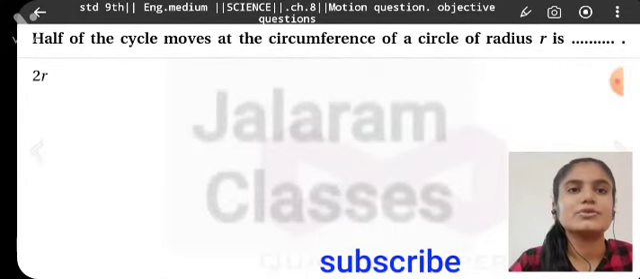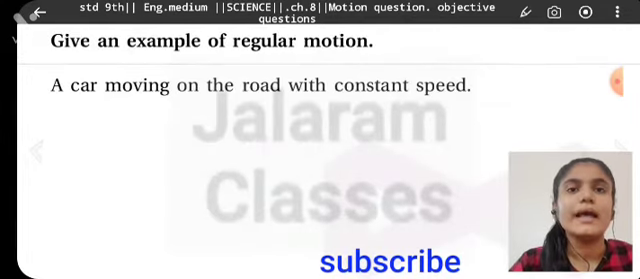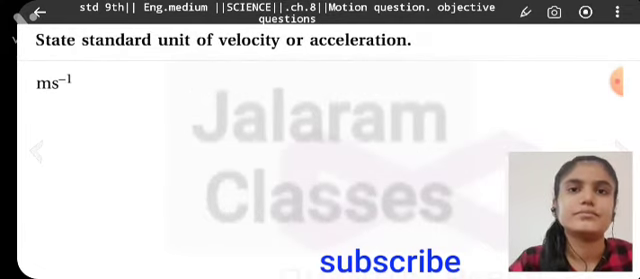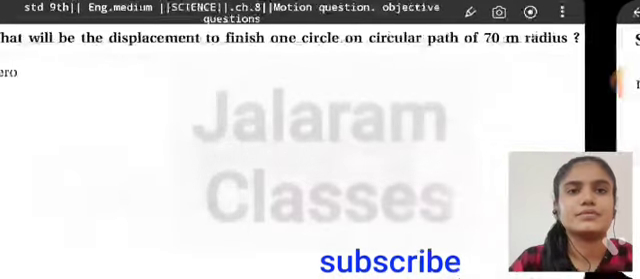The distance covered by half of the cycle on the circumference of a circle of radius r is πr. Give an example of regular motion. A car moving on the road with constant speed is an example of regular motion. State the standard unit of velocity or acceleration. Meter per second is the standard unit of velocity, and meter per second squared for acceleration.